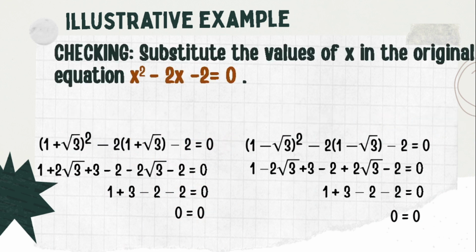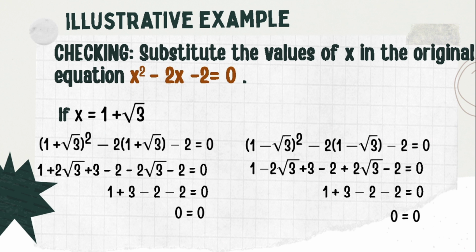x squared minus 2x minus 2 is equal to 0. First, if x is equal to 1 plus square root of 3, then we can have the quantity of 1 plus square root of 3 squared minus 2 times the quantity of 1 plus square root of 3 minus 2 is equal to 0.